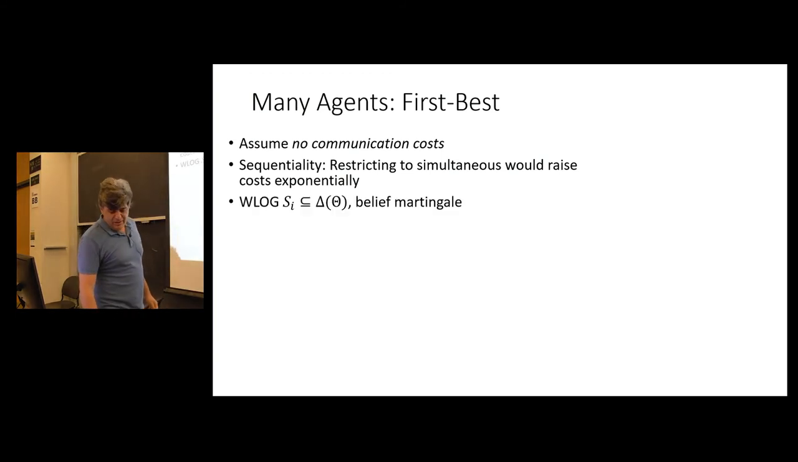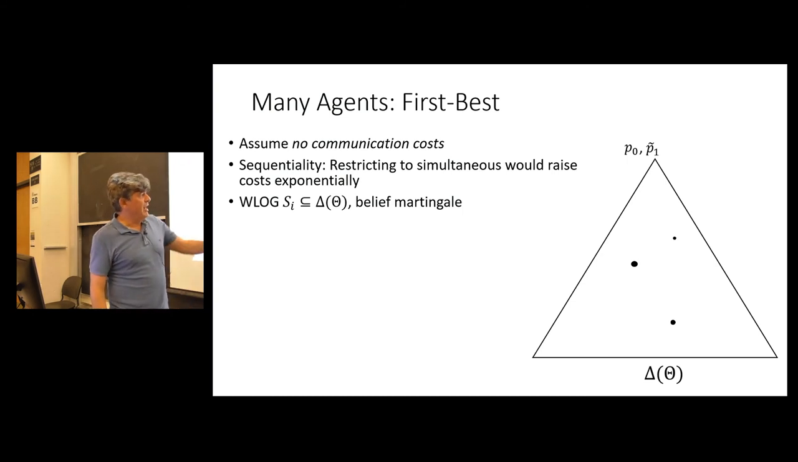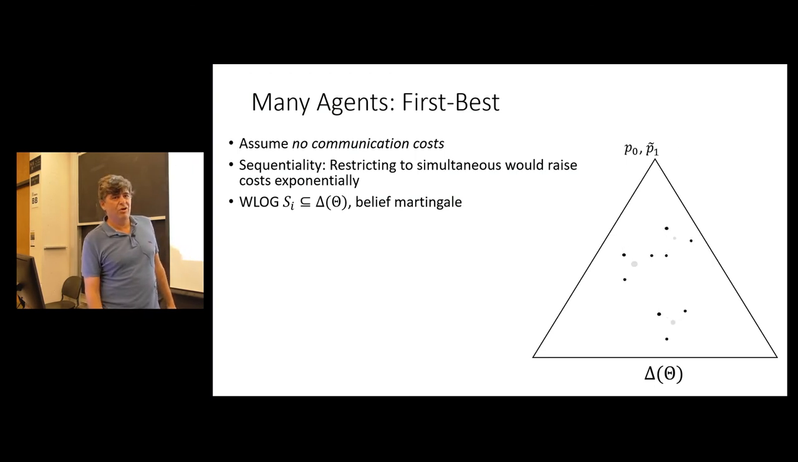Also you can say without loss that the agents will just be passing on beliefs to each other. I learn something, and I report my beliefs about the world to the next agent. So if this is the belief space, the simplex of beliefs, say there are three states of the world, and this is our prior, the first agent will get some information and report one of, let's say, three possible beliefs that he could generate, and he reports which one he actually got to the second agent. Then for every realization of the first agent, the second agent does his job, and so on, so you get a belief martingale that way.